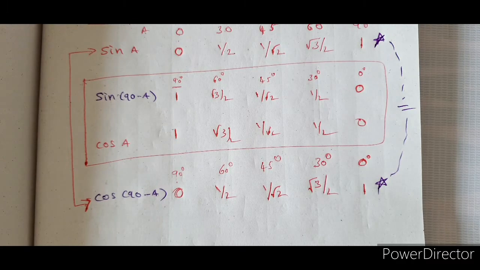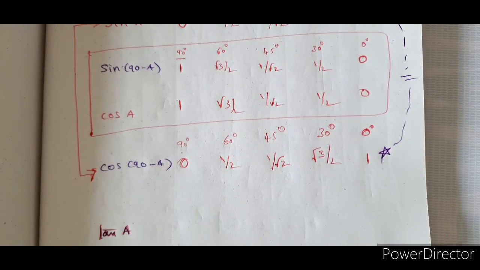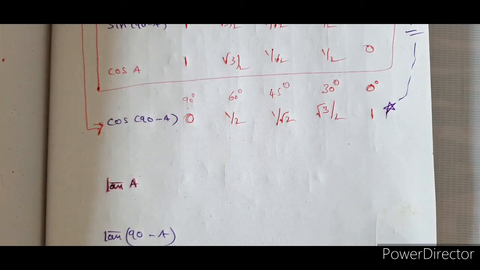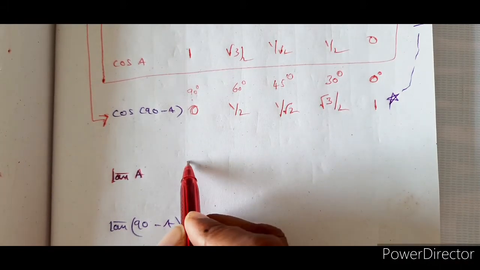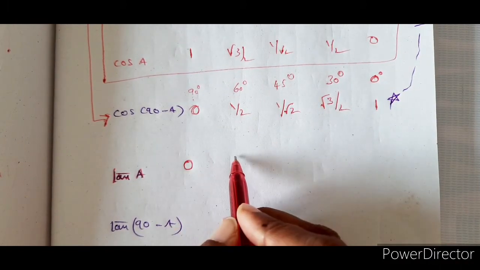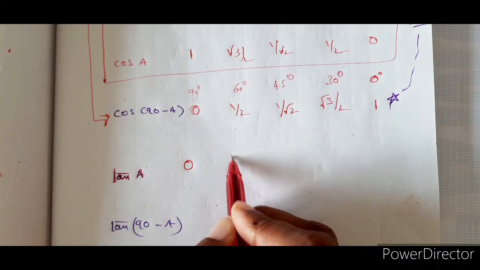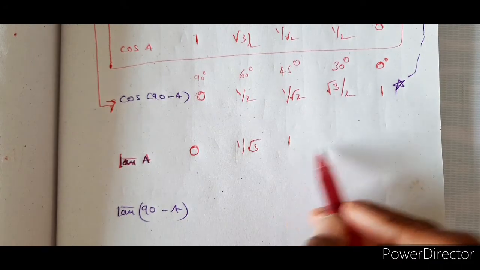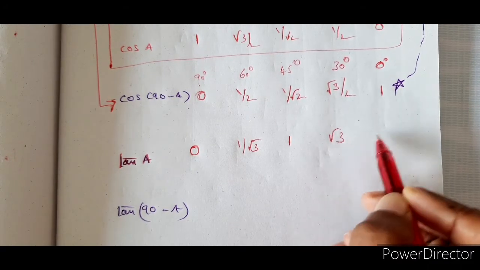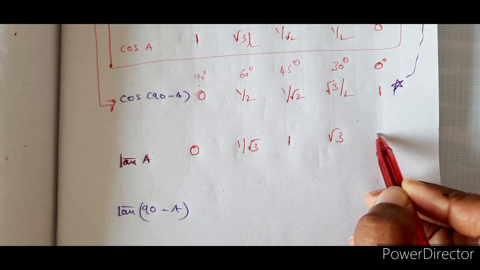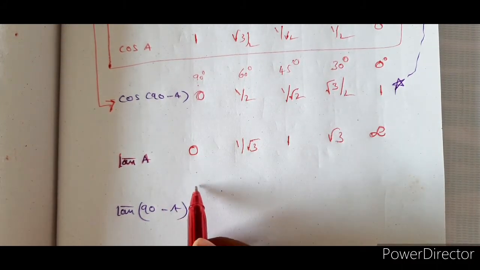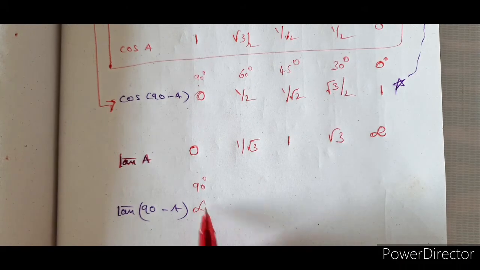Yes. Now let us verify with tan. So tan is equal to sine by cos. Right? By now you are all familiar. So tan 0 is 0. Tan 30 is 1 by 2 divided by root 3 by 2, that is 1 by root 3. Tan 45 is 1. Tan 60 is root 3. Tan 90 is 1 by 0, which is infinity. Right? Now tan of 90 minus 0 is tan 90, which is infinity.